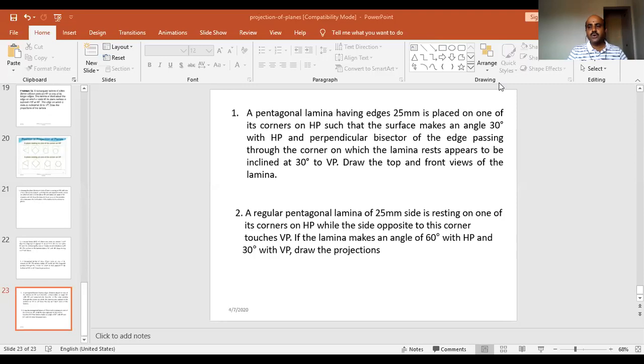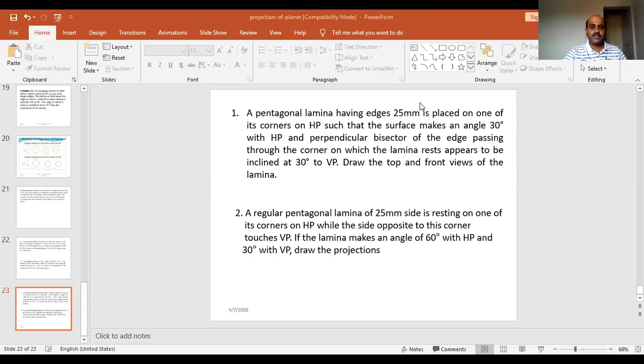Okay. So I think in the last two classes, I was talking about the lamina which is resting with one of its edges on HP, and in the last class, I started with the lamina resting on one of its corners on HP. So in today's class also, we are going to start with the lamina resting on HP with one of its corners. Okay. So today I am going to start with the first problem.